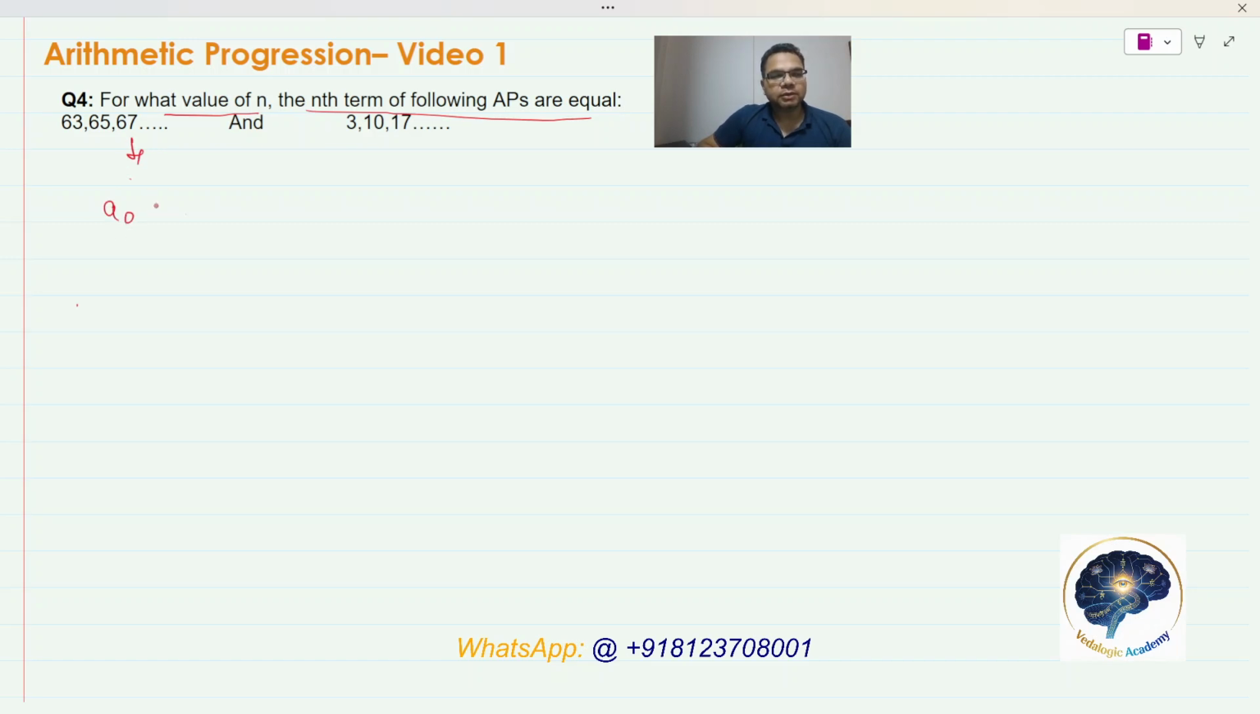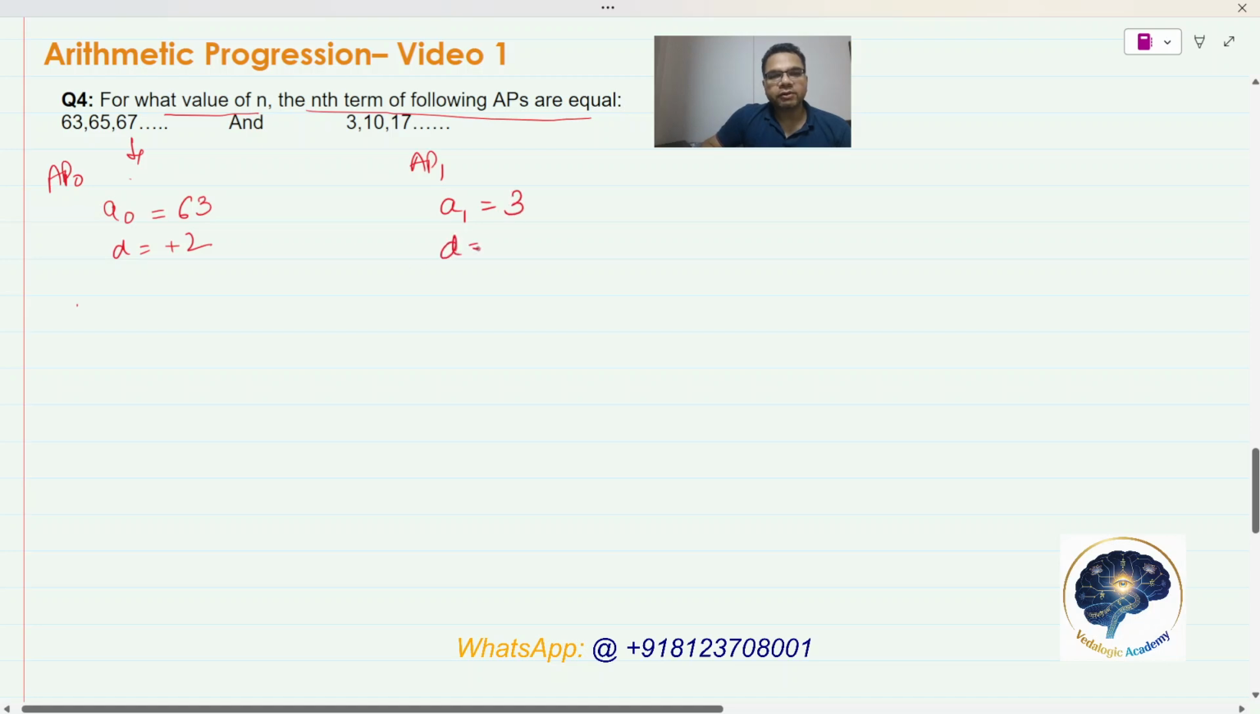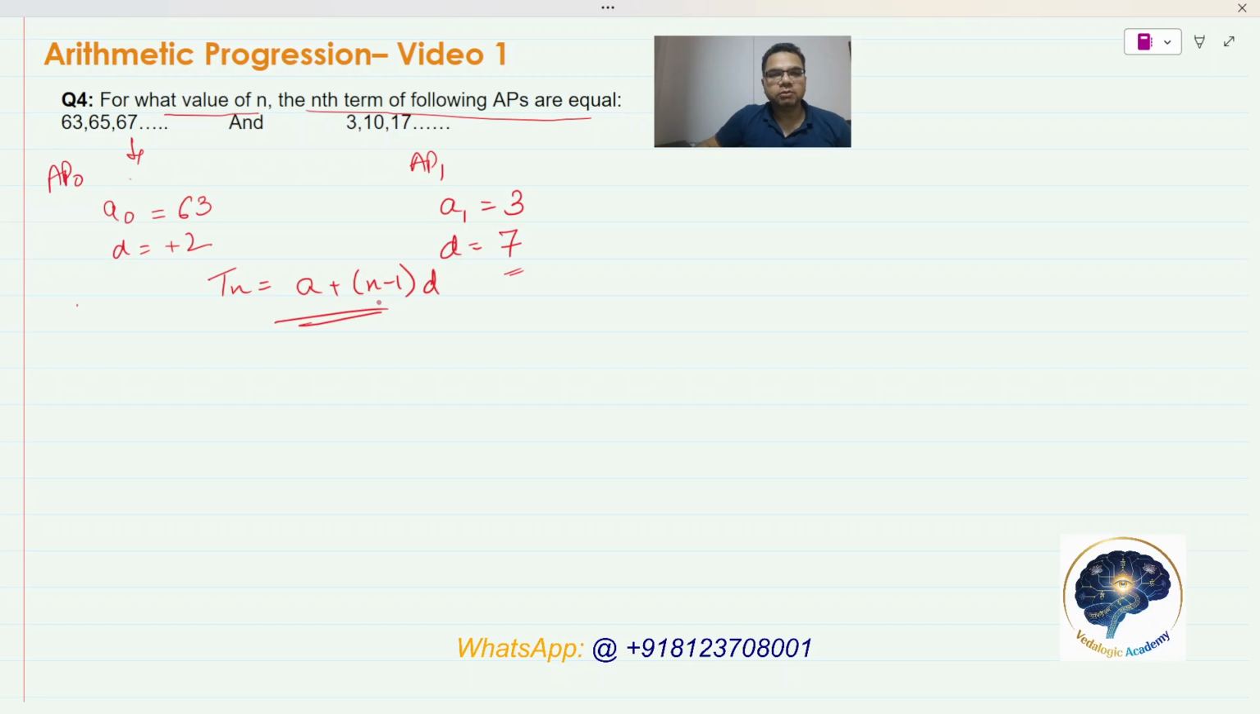So there are two APs. Okay, AP 0 and AP 1. I'll say it like this. So for AP 0, A0 is 63, right? Common difference: 63, 65, so the common difference is plus 2. Similarly, for AP 1, it will be A1 equals 3, and the common difference, 3, 10, 17, is 7. So now for the nth term, what do we know? We know A plus n minus 1 into D. So this is the common formula for any AP.